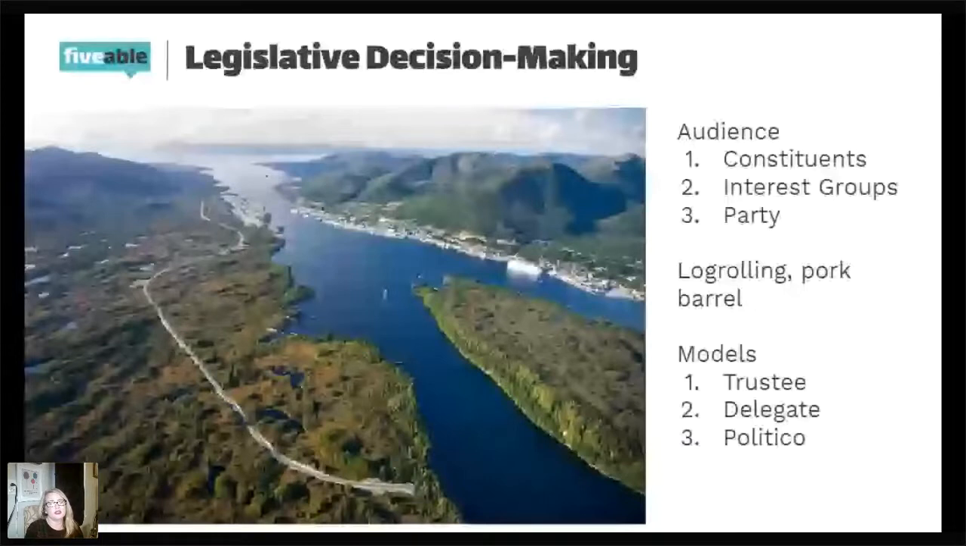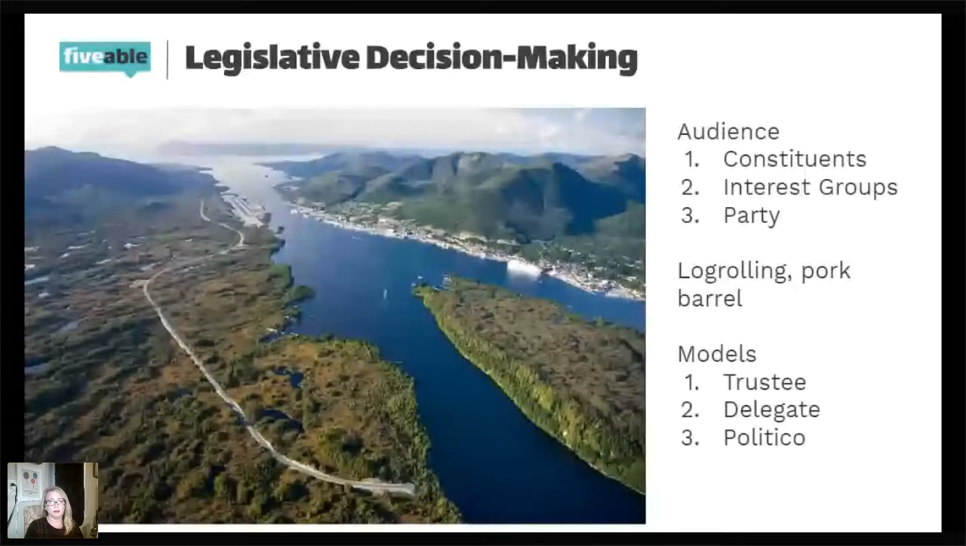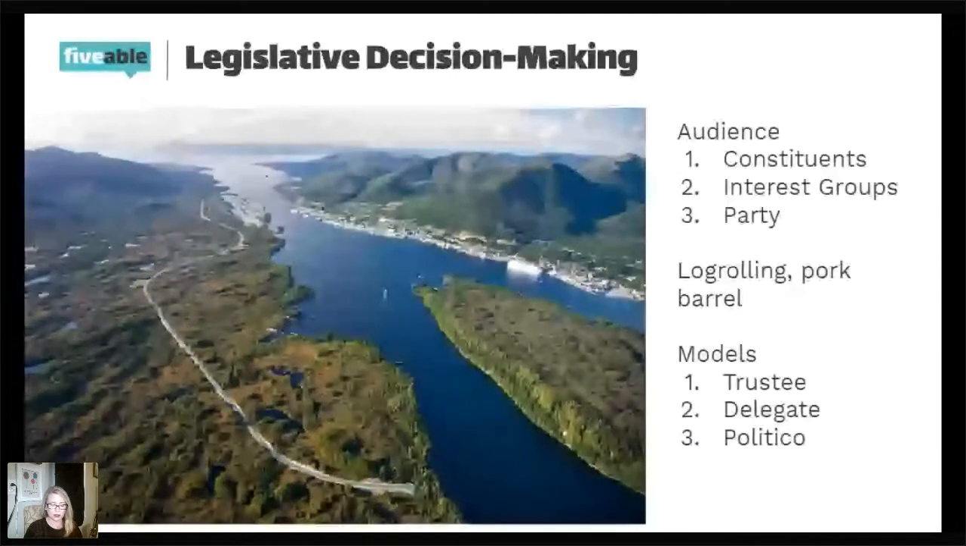So there's three models on how legislators kind of conduct themselves. The first is the trustee model. And that is that the public trust the legislator to vote with their ideas about what is best for their district. So they entrust their legislator to make good decisions. Okay. The delegate model is basically that you only do what your constituents want.